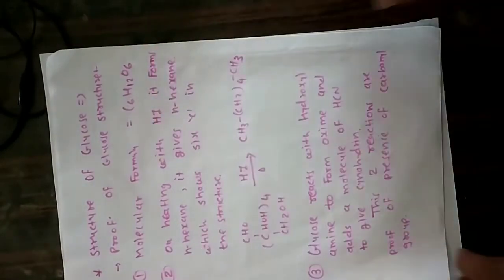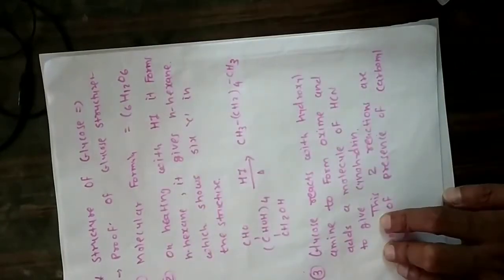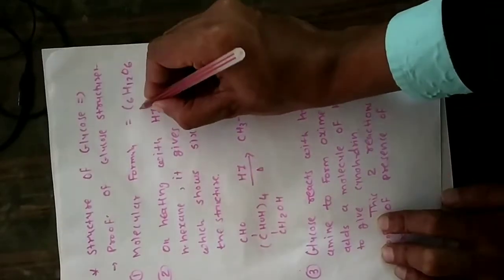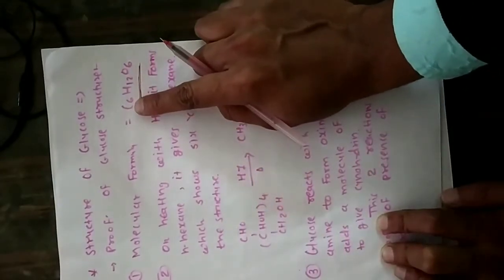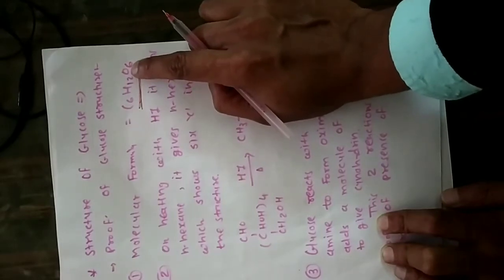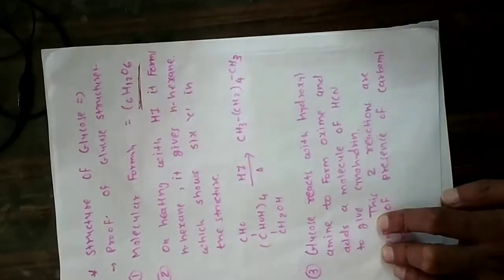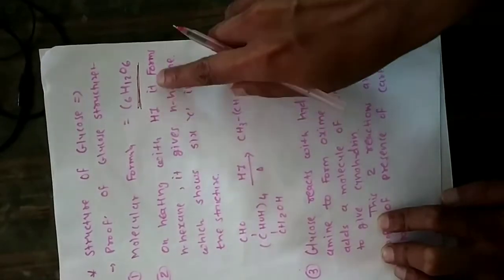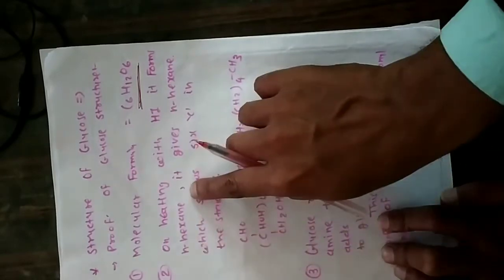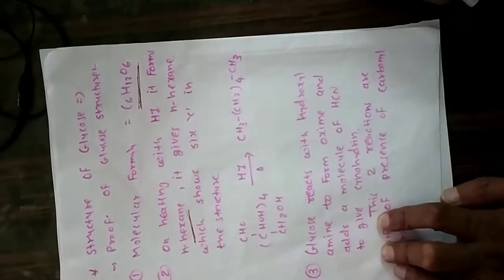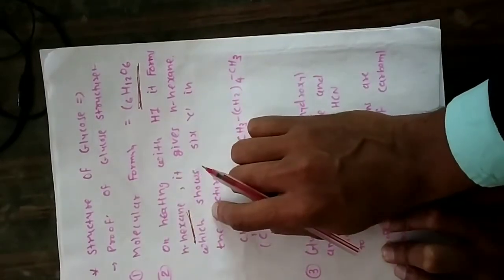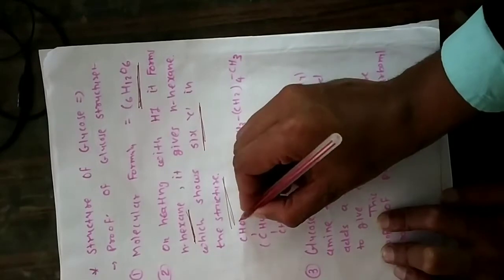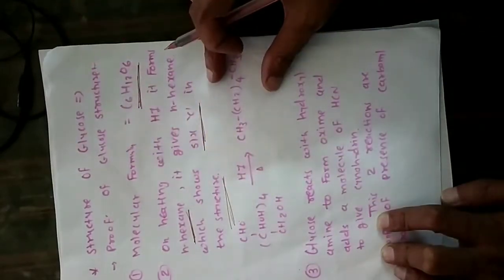So the first proof is the molecular formula. By some chemical method we can find out the molecular formula for glucose, that is C6H12O6. Now how do the carbon and hydrogen arrange themselves, and what is the position of oxygen? That we are going to find out here by some tests. The first test: on heating with hydrogen iodide, HI, it forms n-hexane, normal hexane. Now you can see hexane has 6 carbon. So by this reaction we can say that there are 6 carbons in the structure. You can see the reaction here: this is the test and this is the reaction for that test.